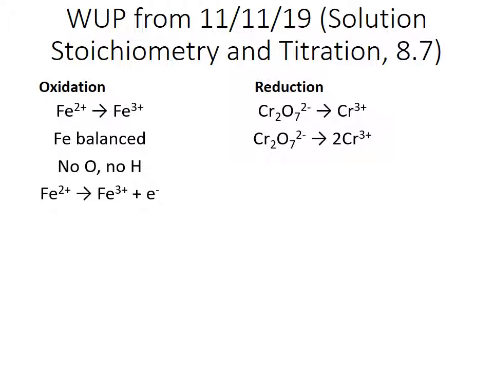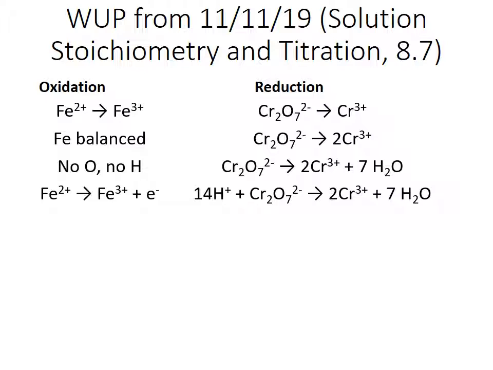Next, we need to balance our oxygens by adding water to the oxygen deficient side. 7 oxygens, 7 waters. Now that we've got water in the equation, we can balance our hydrogens, and we're going to do that by adding H+ to the deficient side. We've got 14 hydrogens in our products, so we need 14 H+ on the reactant side. Now lastly, we're going to balance the charge. We've got 14 plus -2, so 12+ total charge in our reactants, and only 6+ total charge in our products. Therefore, we need to add 6 electrons to the reactants to balance the charges.